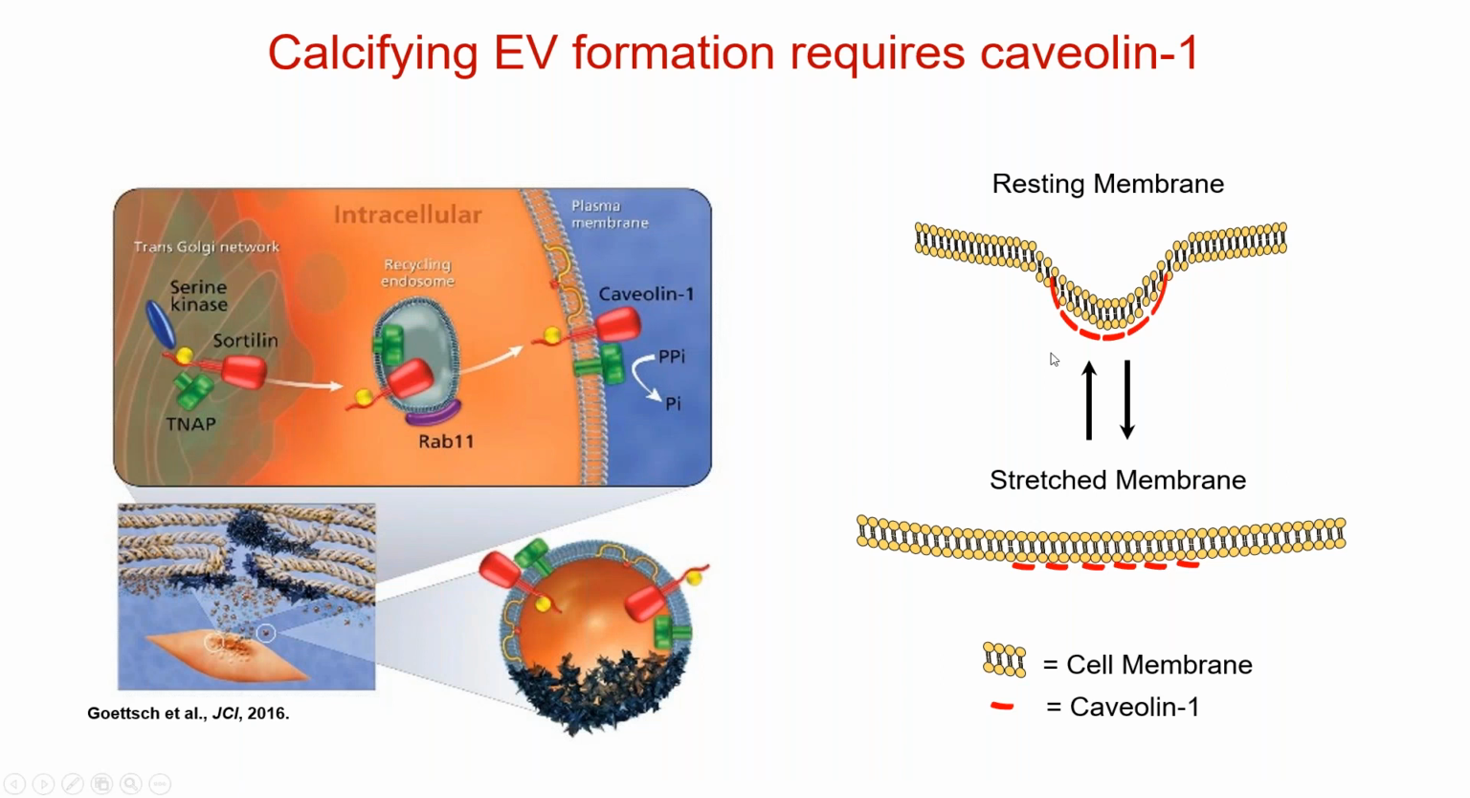So one thing that caveolin 1 does is it buffers the cell membrane. This is caveolae in general. This is one thing they do, is buffer the cell membrane from changes in tension or deformation. So when the membrane is stretched, these caveolae that exist as little cups in the resting membrane are flattened. And so I was wondering how mechanics may play a role in this.